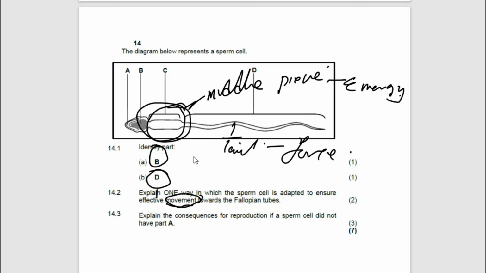It will not happen. So basically, no acrosome will be present. So the word is no acrosome, and therefore there will be no enzymes present and the sperm will not be able to penetrate the ovum, and therefore no fertilization. If there is no acrosome, there are no enzymes, the sperm will not be able to penetrate the ovum and no fertilization will take place. At least you will have something like 3 marks out of 3, and then we'll be able to obtain those marks.